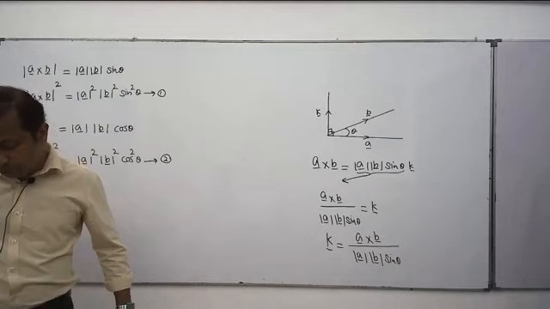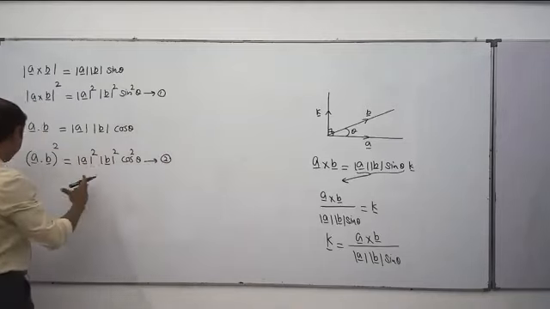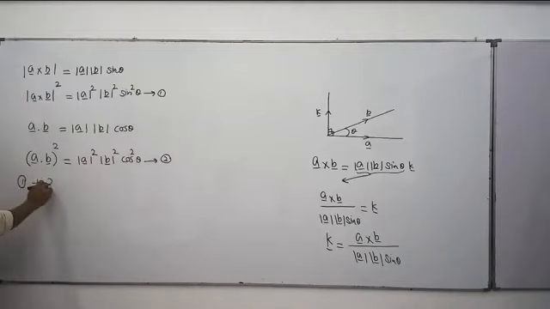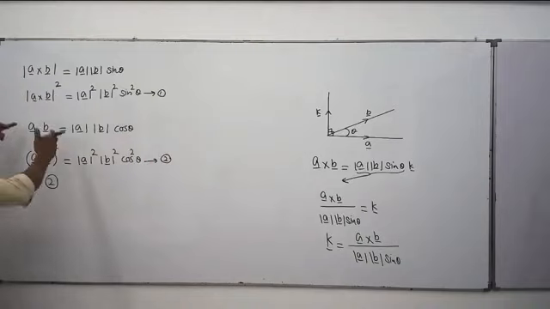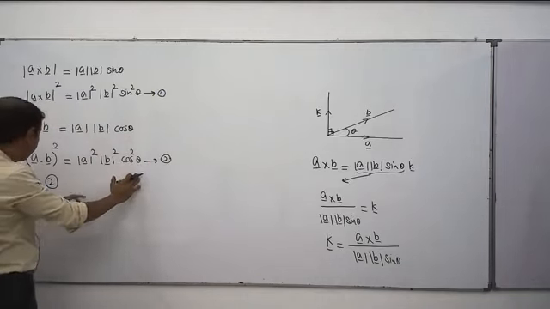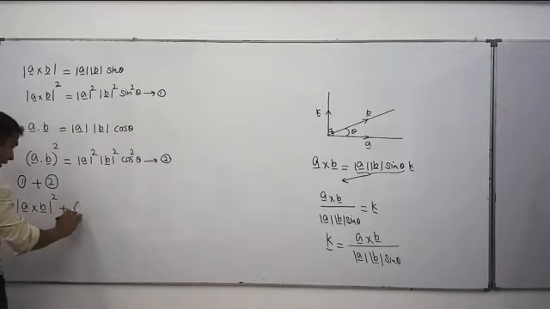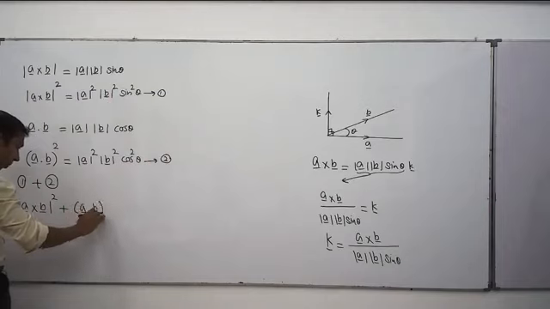Now, what is it asking, people? A cross B modulus squared plus A dot B squared. People, we add 1 and 2. How to add 2 equations? Left hand sides we add separately, right hand sides we add separately. When you add the left hand side, what do you have? A cross B modulus squared plus A dot B squared.